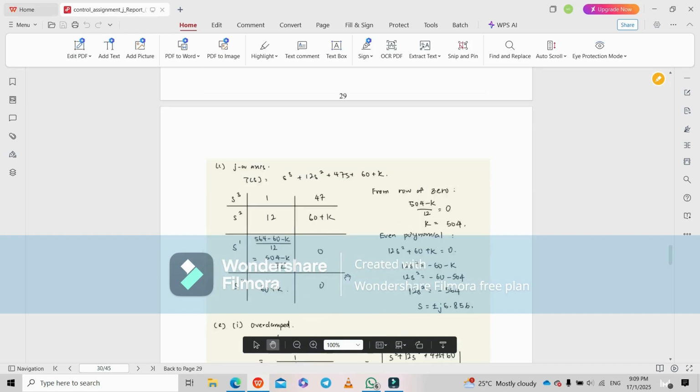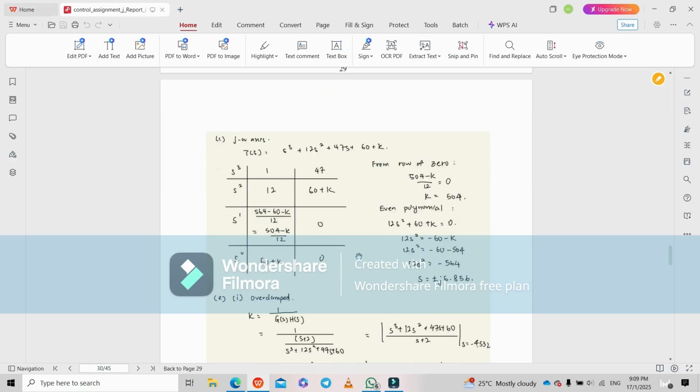Then part C is we use the Routh-Hurwitz formula to find the k. So the k is 504. Then for the even polynomial, we found that s equals plus minus j6.856.